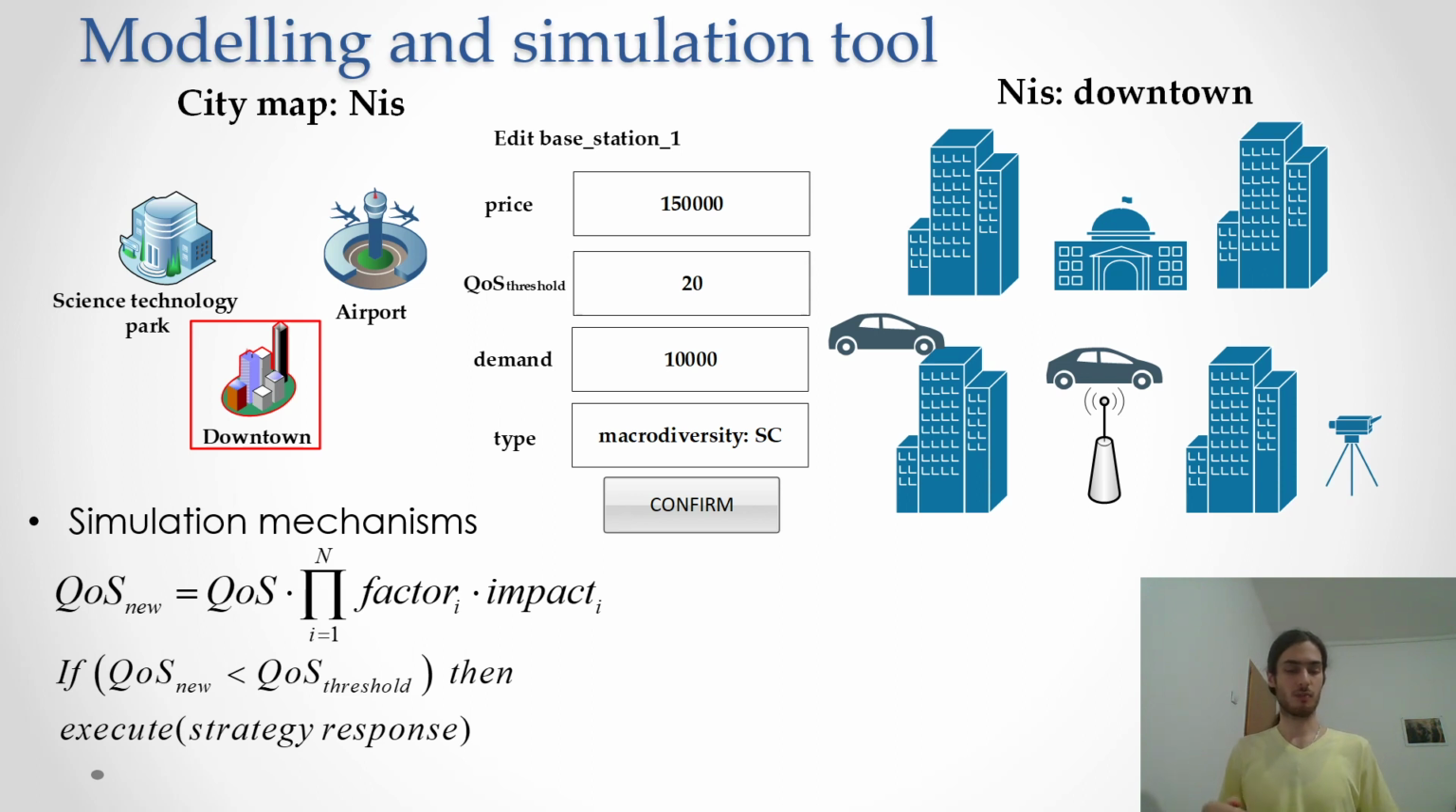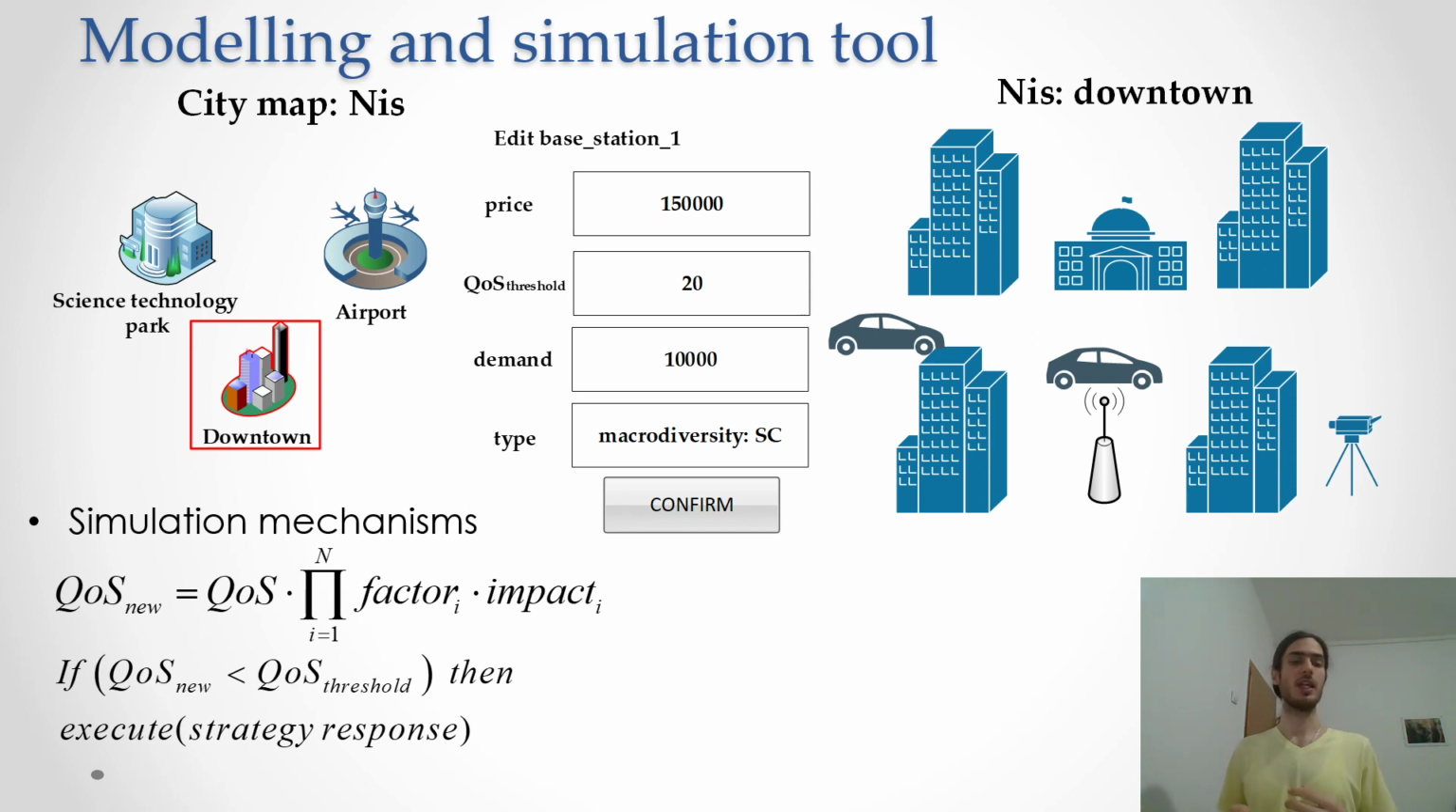When it comes to simulation mechanisms, the new value of quality of service is calculated taking into account the product of the previous quality of service and the factors that affect quality of service, like fading, distance, and number of users, and their impact coefficients.